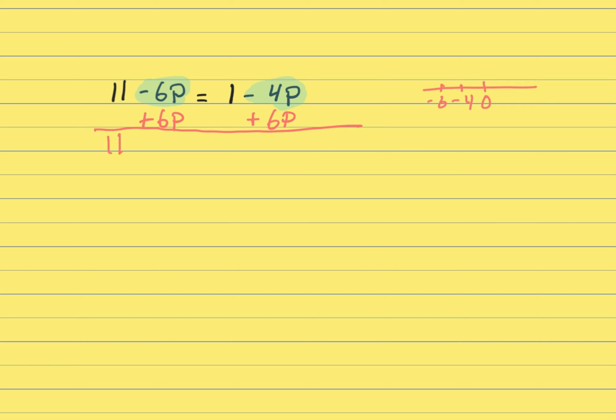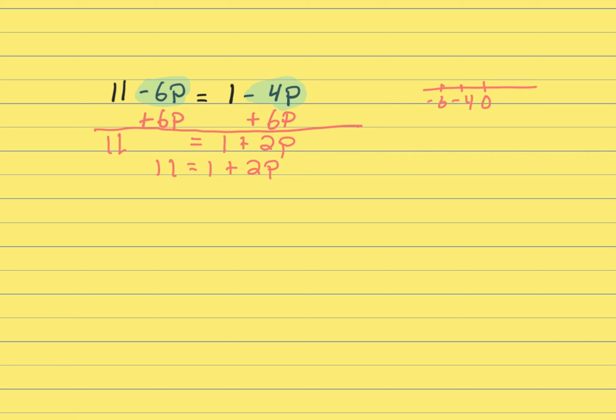Bring down the 11. Minus 6p plus 6p, that gives me 0. I'm not going to put anything. Equals, kind of far away there, but that's okay. Drop down the 1. Negative 4 plus 6 gives me a positive 2, so I've got a positive 2p. So I've got 11 is equal to, and I'm just going to rewrite it so it's a little bit closer. 11 is equal to 1 plus 2p.